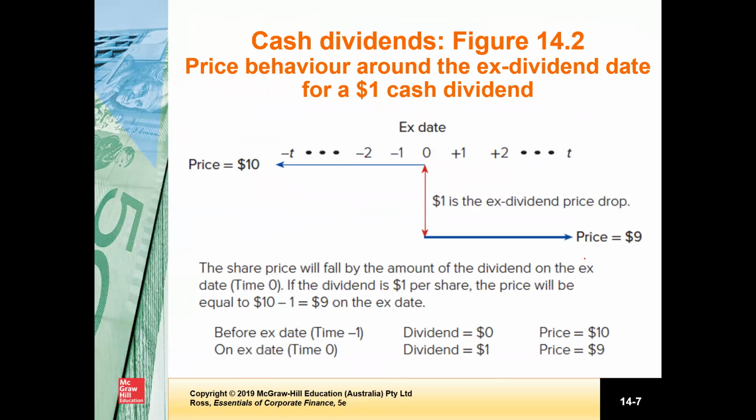So let's talk a little more about the ex-dividend date. The ex-dividend date is important and is a common source of confusion. Let's talk about what happens to the share when it goes ex, meaning that the ex-dividend date arrives. To illustrate, suppose that we have a share that is selling at $10. The board of directors declares a dividend of $1 per share, and the record date is Friday, 1 February.